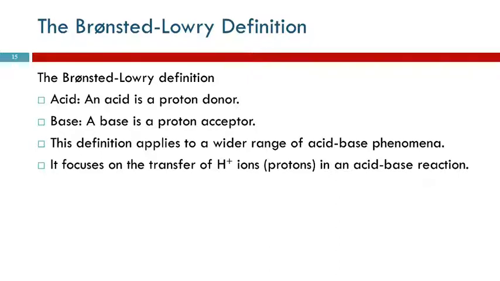This identifies an acid as a proton donor. A proton is a hydrogen ion. So an acid will donate a proton, will donate a hydrogen ion. A base is a proton acceptor. It's something that will accept a proton.